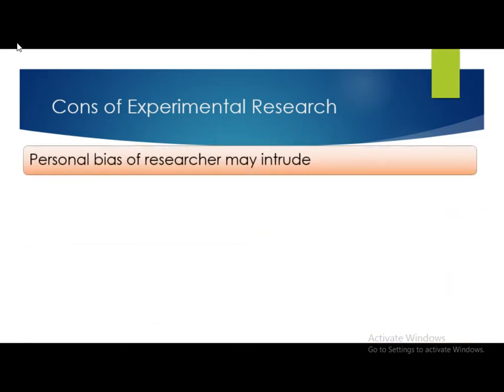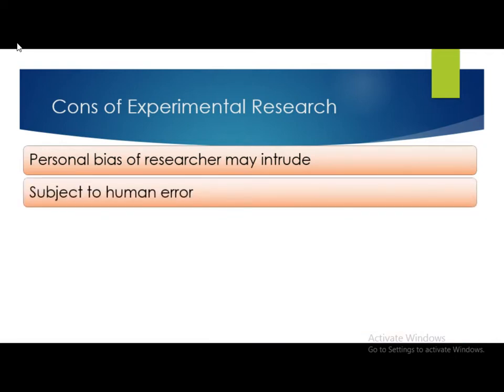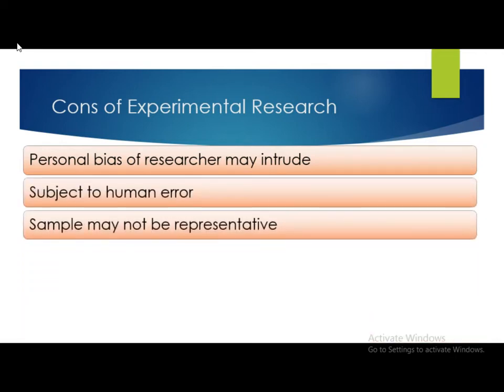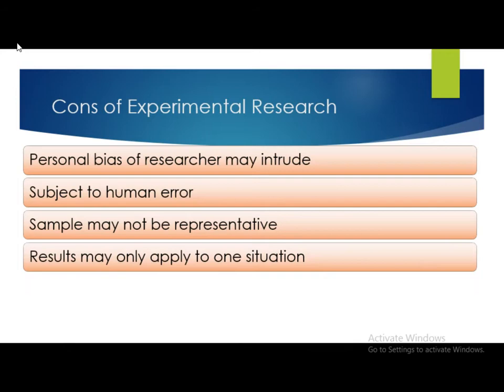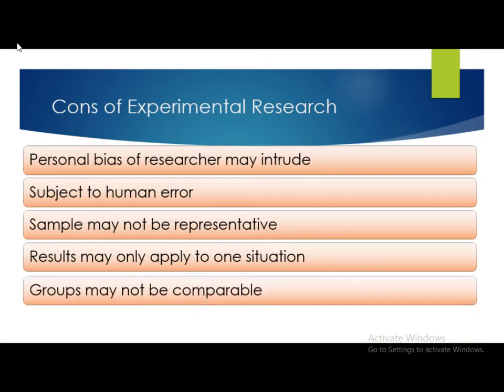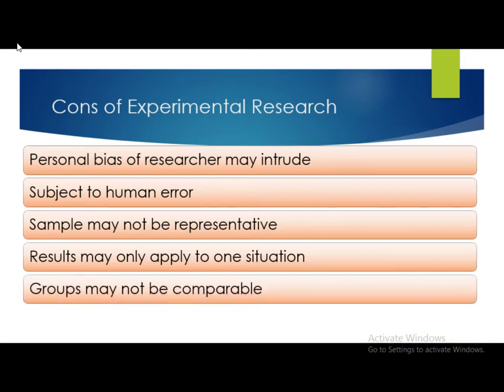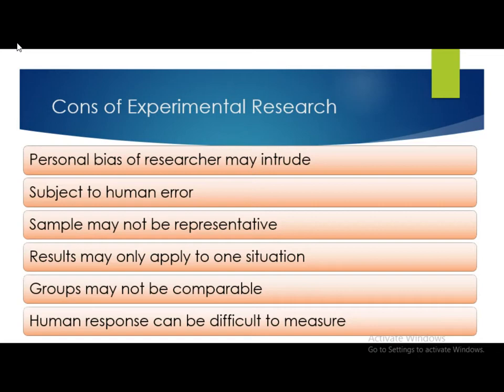The first disadvantage is that personal bias of the researcher may intrude. It is subject to human error. The sample may not be representative of the overall population. Results may only apply to one situation and may be difficult to replicate. Groups may not be comparable, and human response can be difficult to measure. These are various cons of experimental research.